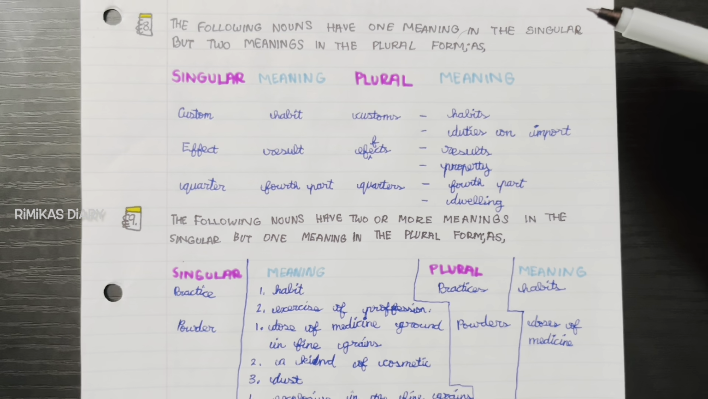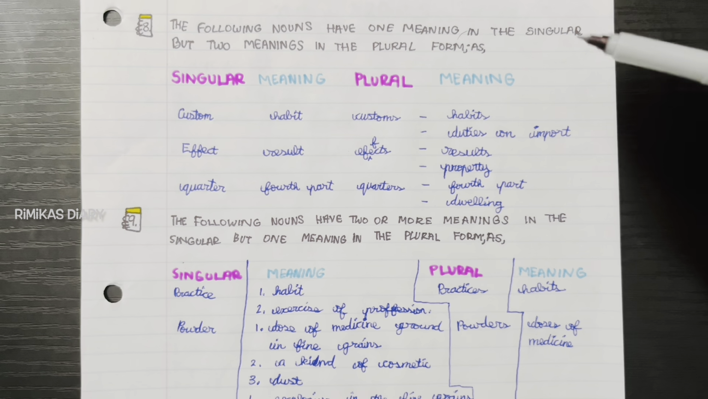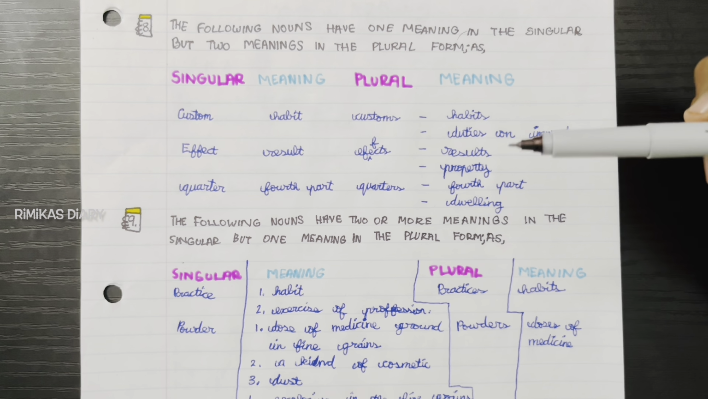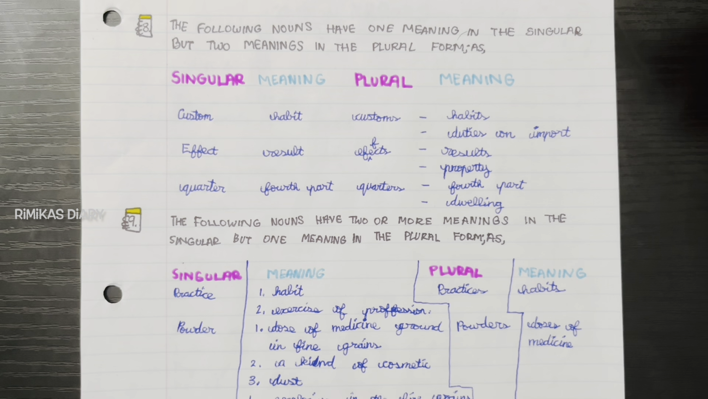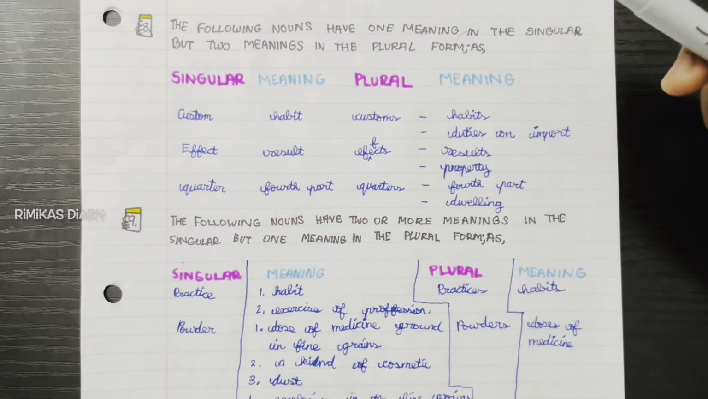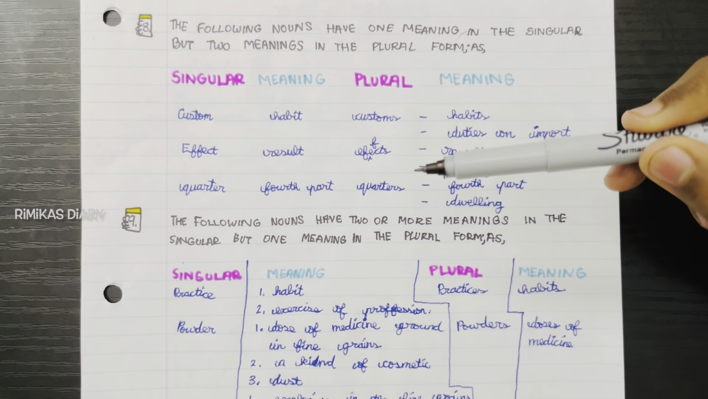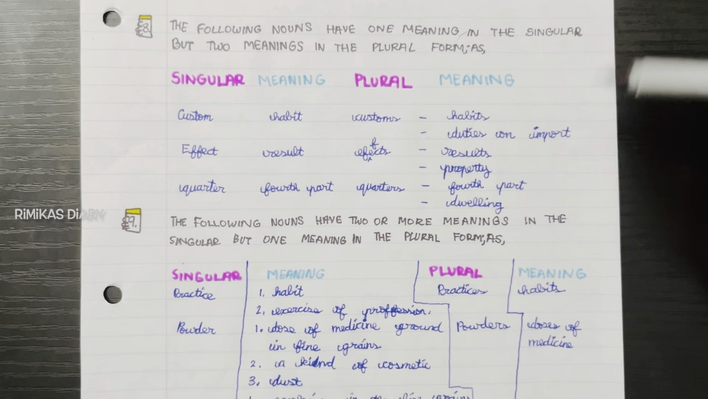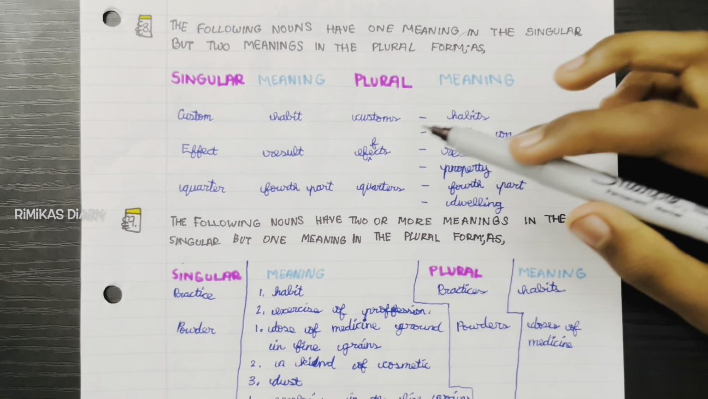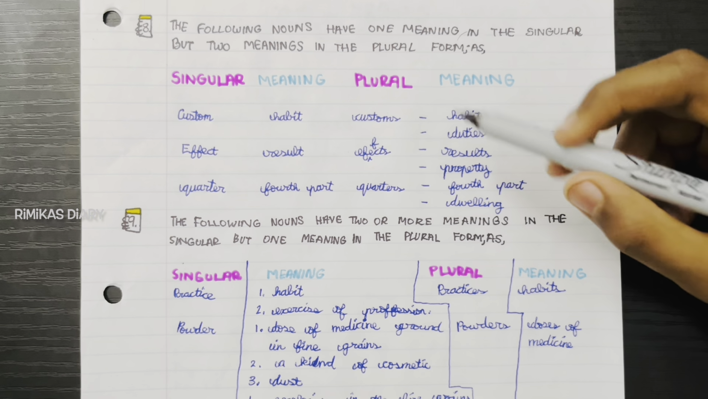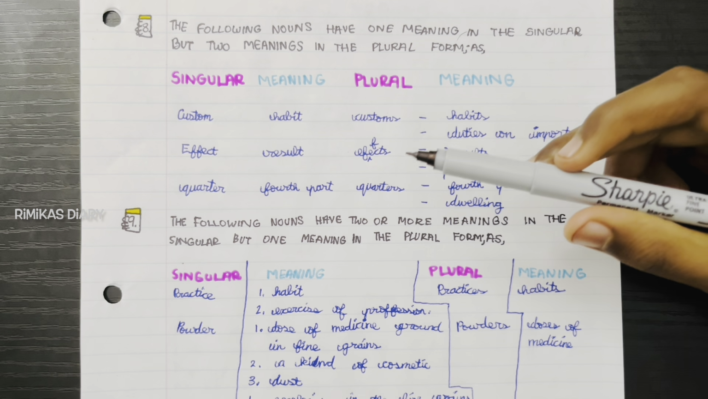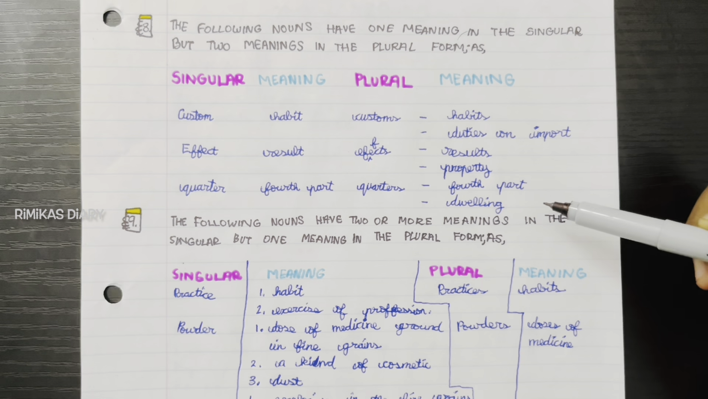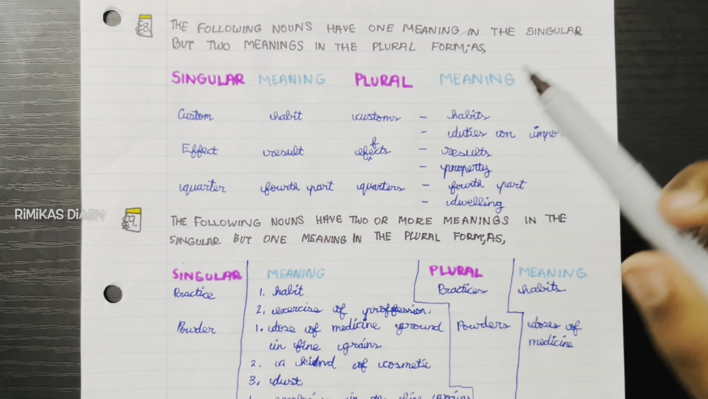Eighth one. The following nouns have one meaning in the singular but two meanings in the plural form. Example, custom means habit. Customs means habits, duties on import. Effect, result. Effects, results, property. Quarter, fourth part. Quarters, fourth part, dwelling.